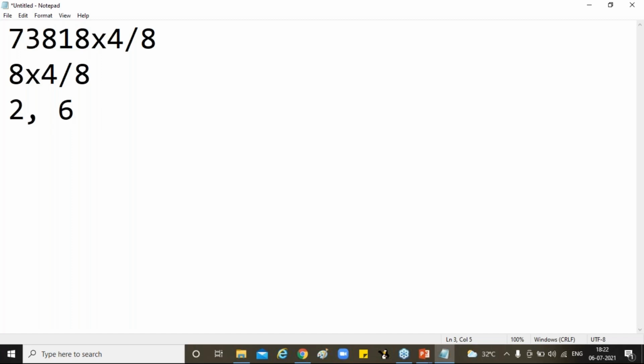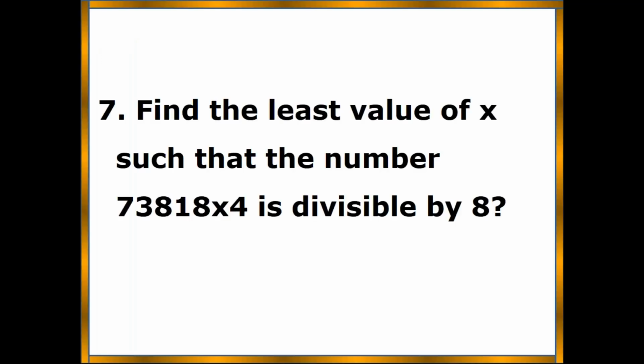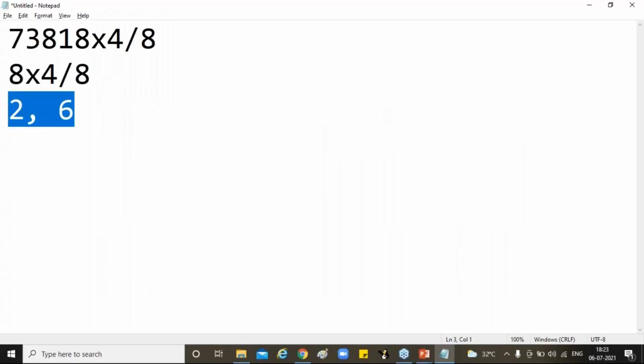Similarly, 874 is not possible. 884 is not exactly divisible. 894 is also not exactly divisible. Out of these, 2 and 6 are the possible values in place of x when 7381 8x4 is exactly divisible by 8. But they clearly asked for the least value. What is the smallest value among 2, 6? So 2 is the answer.